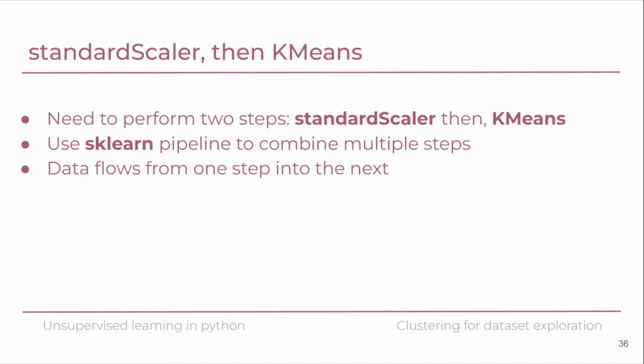Let's return to the problem of clustering the wines. We need to perform 2 steps. Firstly, to standardize the data using standard scaler, and secondly to take the standardized data and cluster it using k-means. This can be conveniently achieved by combining the 2 steps using a scikit-learn pipeline. Data then flows from one step into the next, automatically.